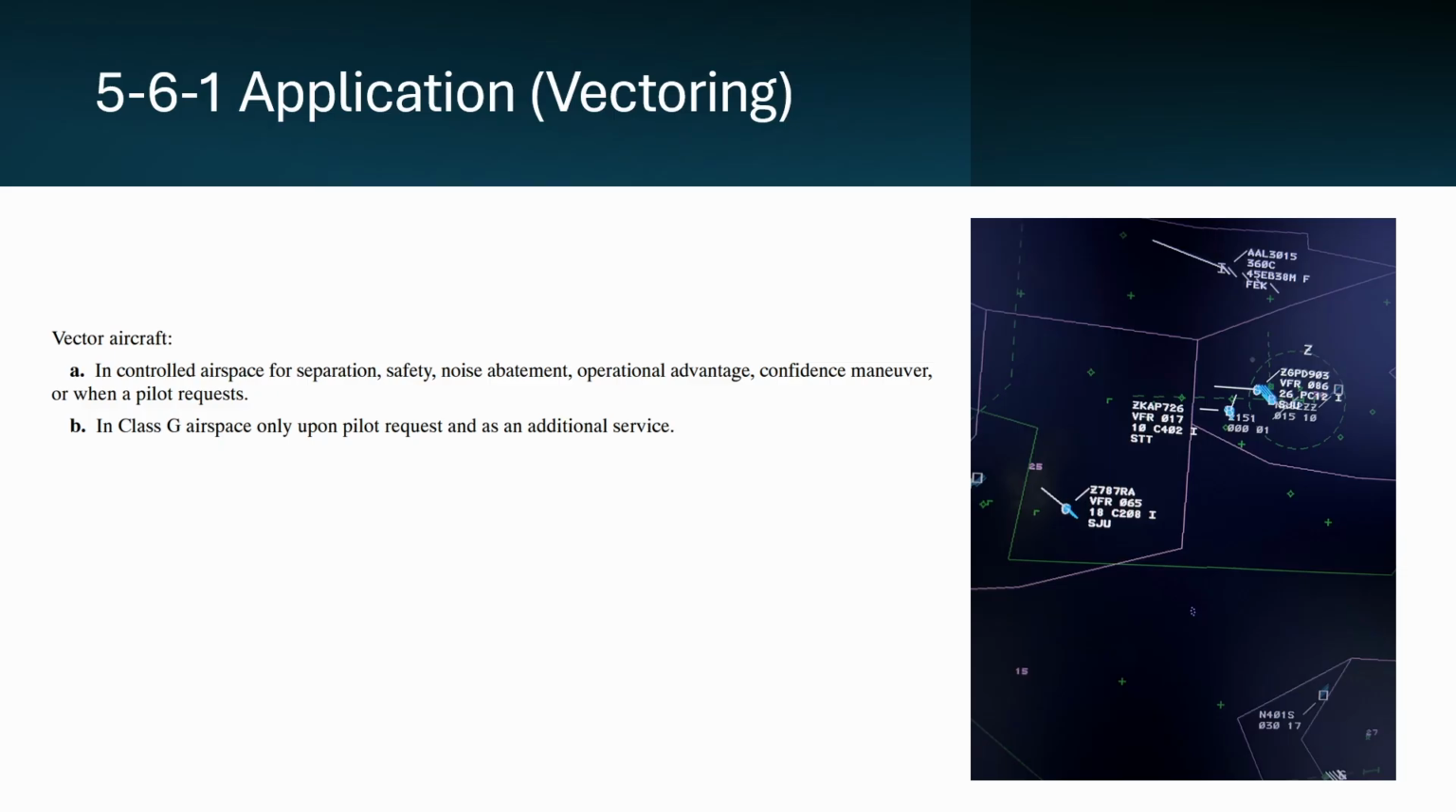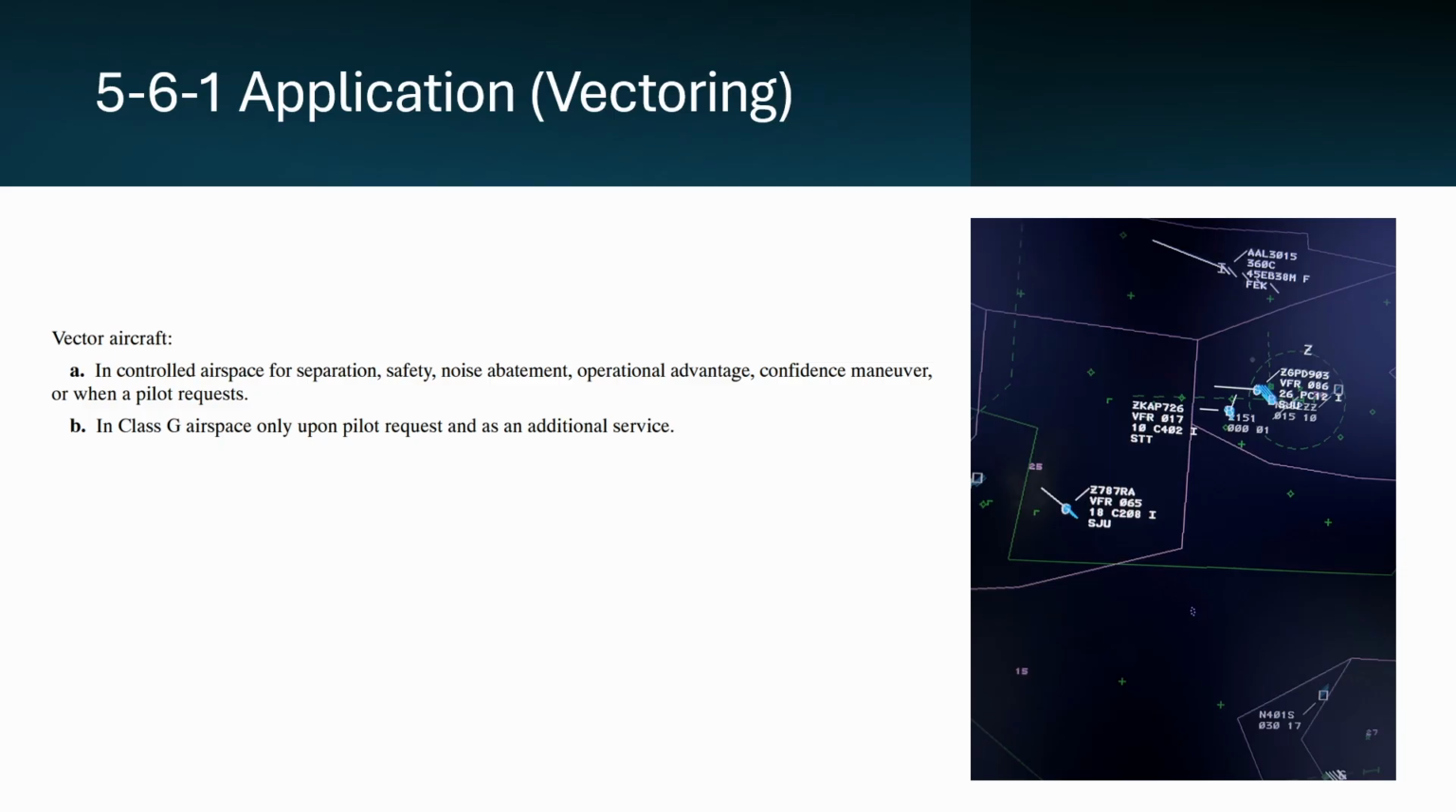And the 7110.65 in this section has a lot of useful information. Again, we're kind of cherry picking here, but it's all good information, and there's a lot of good phraseology in there as well. But we vector aircraft, to keep it short, in controlled airspace for separation, safety, noise abatement, operational advantage, confidence maneuver, or when a pilot requests. And we won't get too far into this, back into our good old beloved airspace conversations, airspace classification or designation, but in Class G airspace only upon pilot request as an additional service.